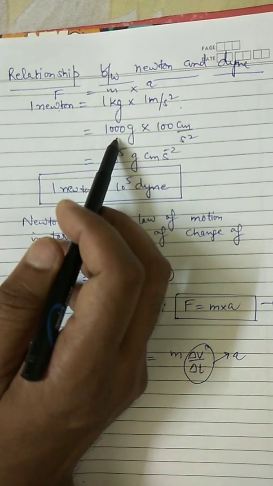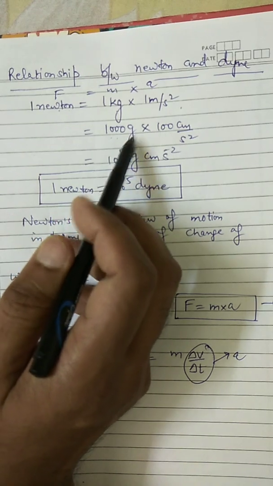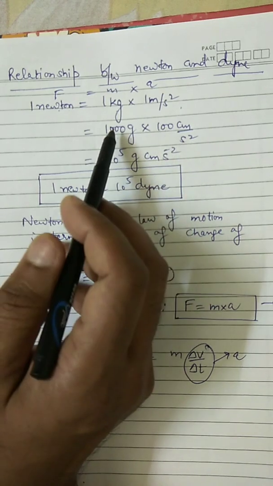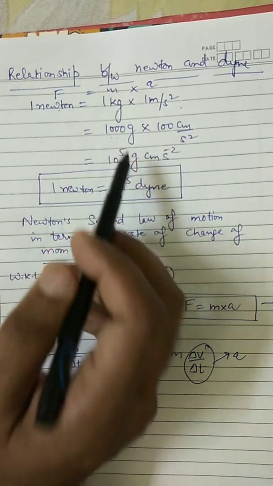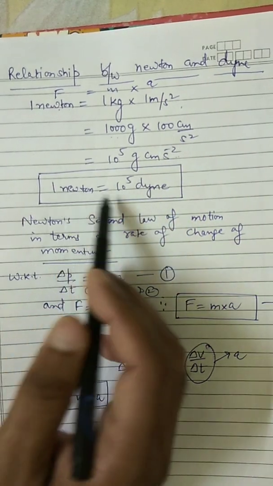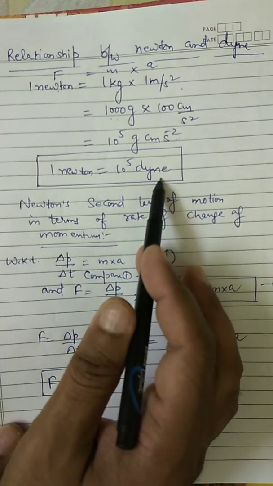Kilogram we can write in terms of CGS unit as 1000 gram, meter per second square as 100 centimeter per second square. 1000 into 100 will be 10 raised to power 5 gram centimeter per second square. This will be dyne. So 1 Newton is equal to 10 raised to power 5 dyne.